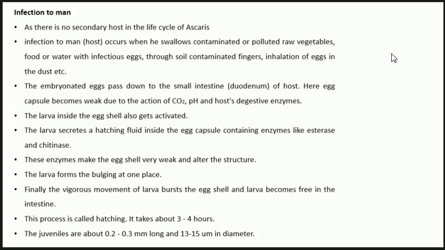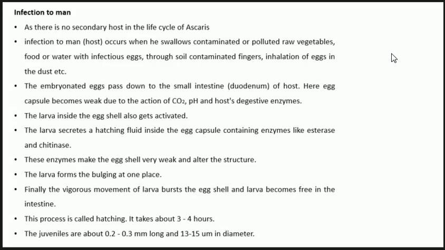Now the embryonated eggs pass down to the small intestine first of all, as these are covered and protected. The embryonated egg passes through the stomach to the small intestine, the duodenum. Here the egg capsule becomes weak due to the action of carbon dioxide, pH and host digestive enzymes. The larva inside the eggshell also gets activated.